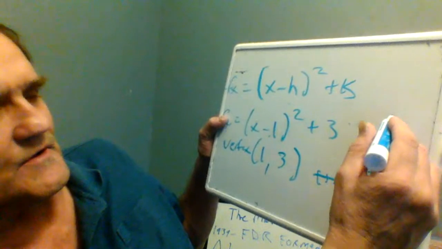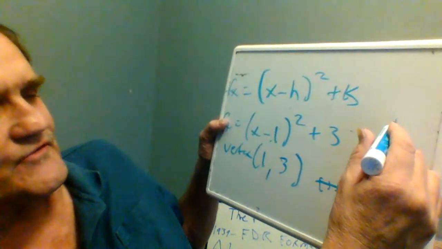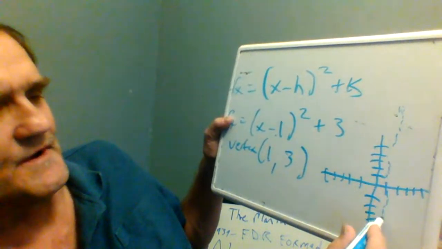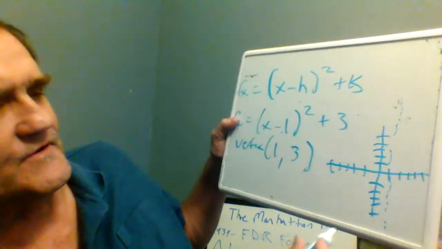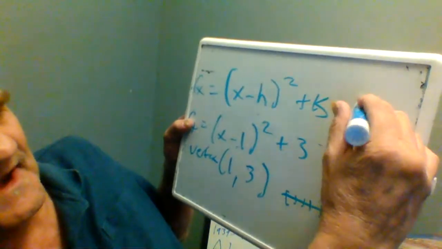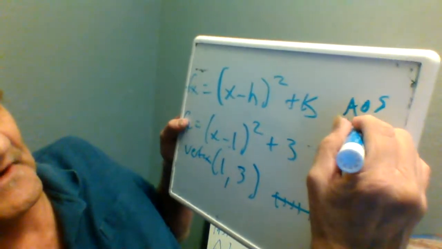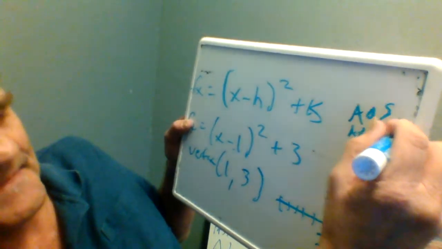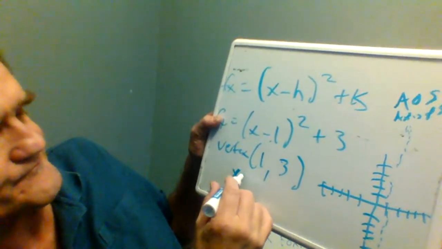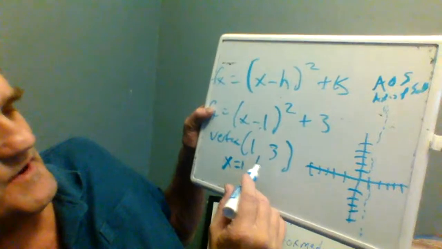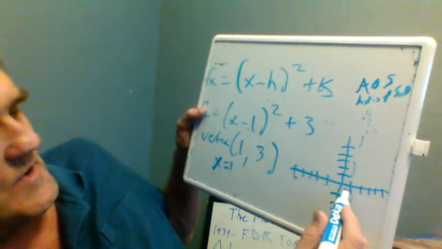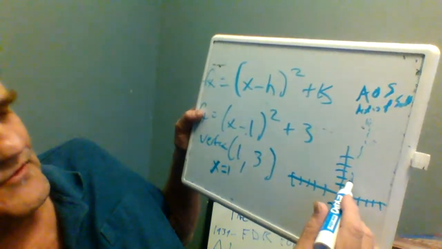Your axis of symmetry is going to be right here, a dotted line right down at 1. This is the axis of symmetry, AOS. That's where the 1 is, x is equal to 1. The 1 and 3 tell you where your vertex is.